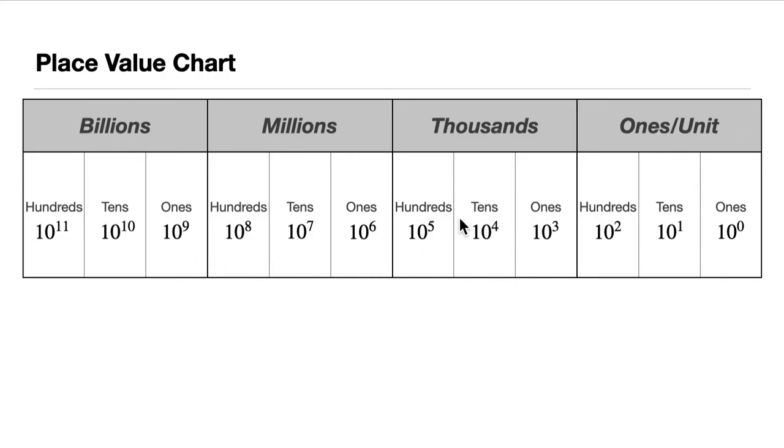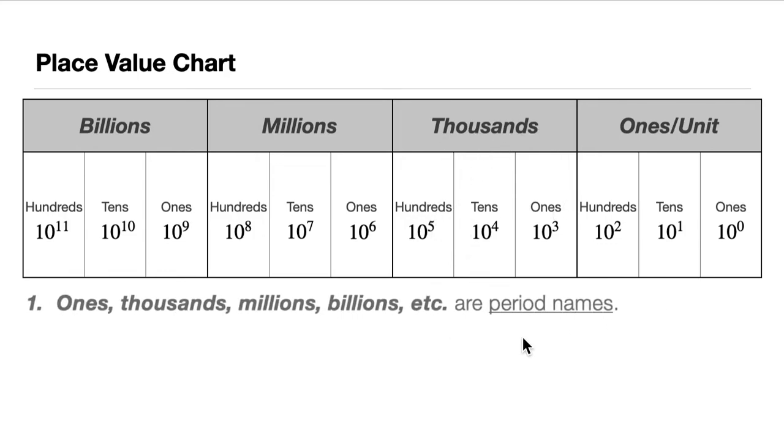Again, as I've mentioned, this is 100,000s. This is what we call the period names, actually. So for the millions, 100 millions, 10 millions, and we don't call it one millions.